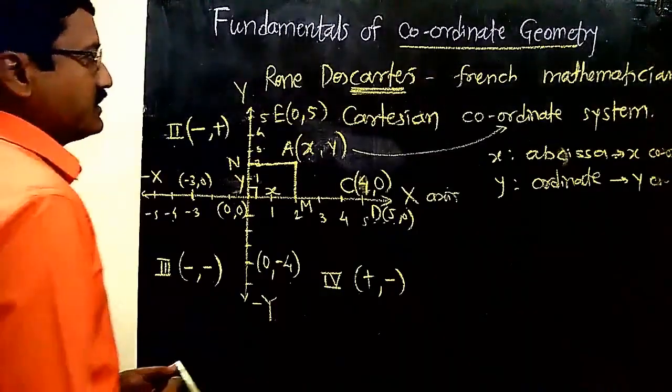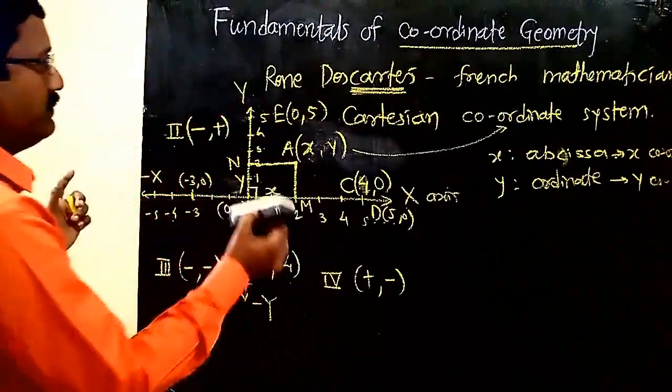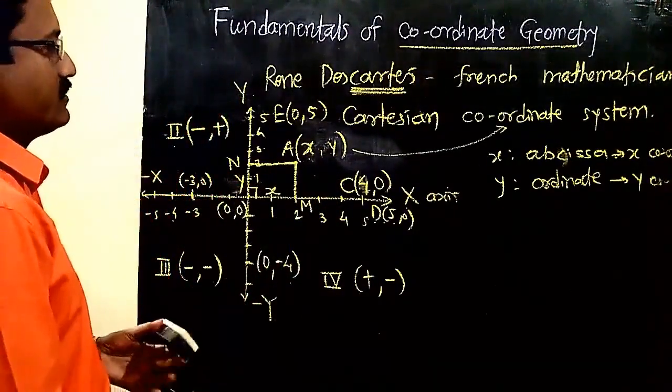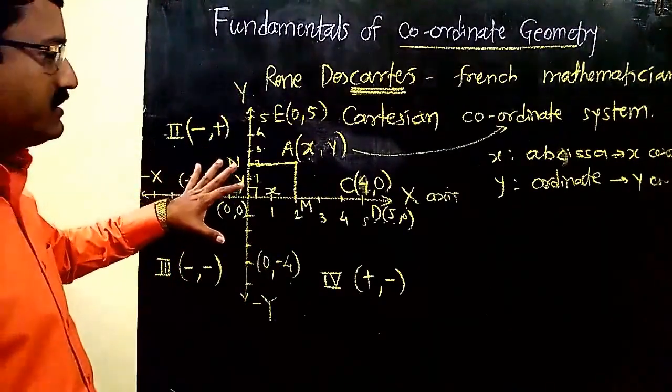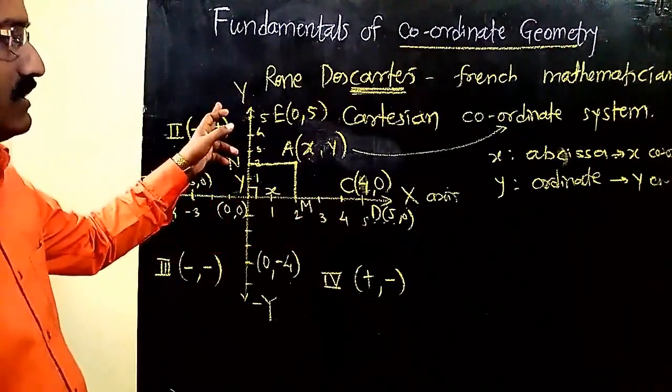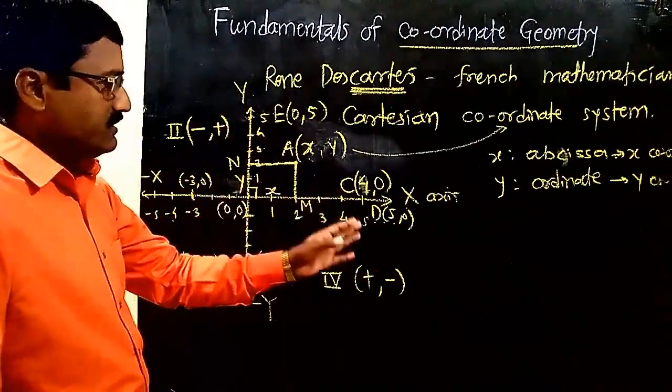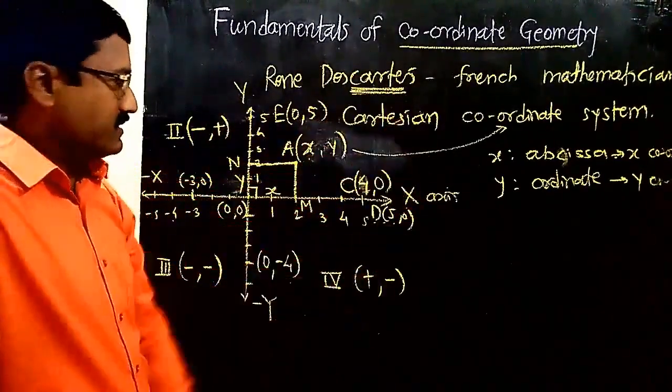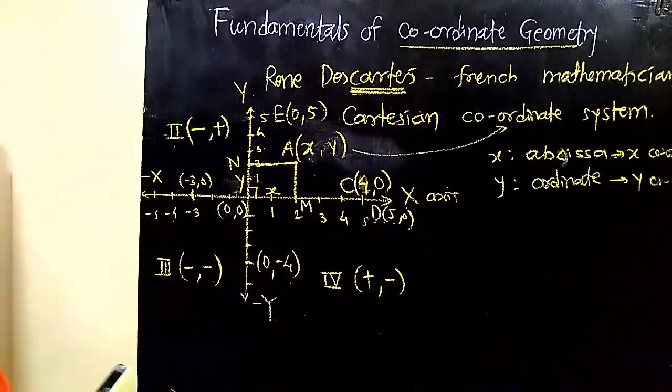Let us see the next. This is the basic of Cartesian coordinate geometry, that we need this system. This system is called the XY system, or we call this the XY coordinate axis. Let us see the next one.